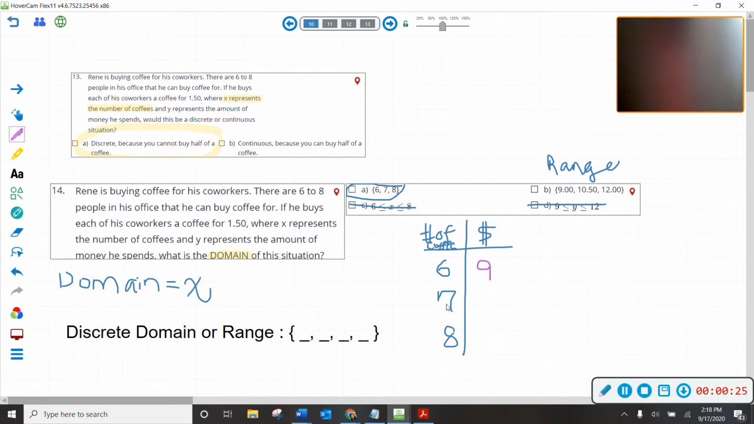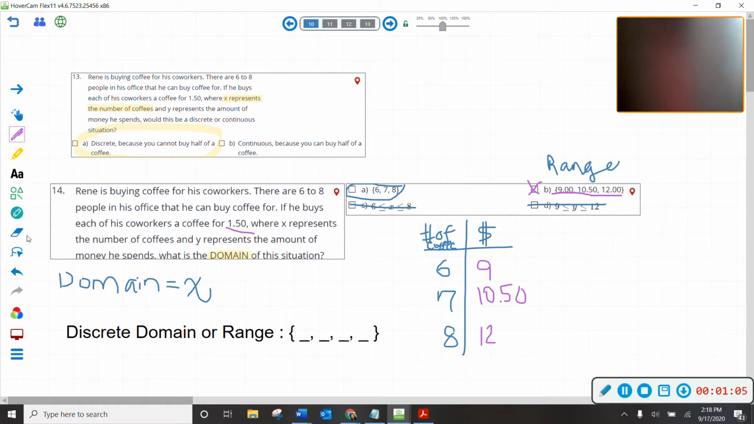Now, obviously, if he bought 7 coffees, each coffee is $1.50, so that would be $10.50. And if he bought 8 coffees, that would be $12. So that makes sense that they did have the range over here. Now, the thing is, it wasn't asking for range, it was asking for domain. So that's why we would also cross off B.